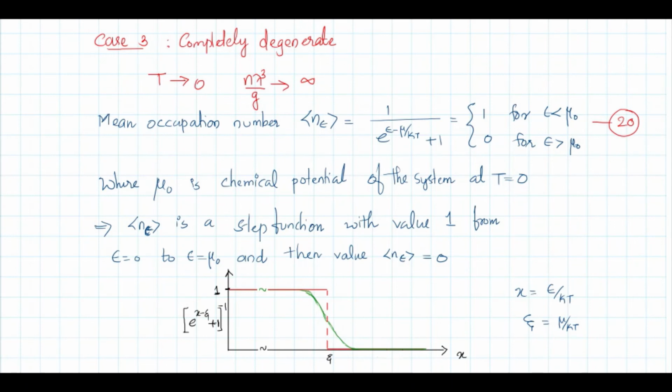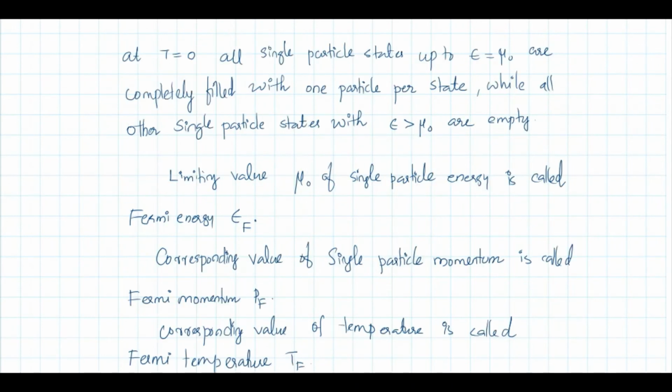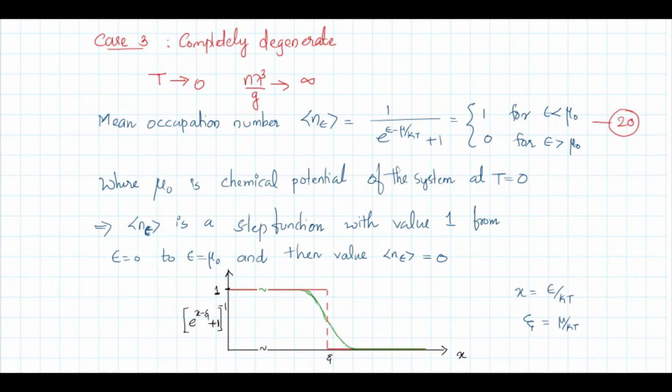For T equal to 0, absolute 0 temperature, for energy less than mu, this mu 0 is nothing but the value of chemical potential at absolute 0. So for energy less than this chemical potential, occupation number is 1. For energy greater than this chemical potential, occupation number is 0. That is this graph, this red one. So what is the meaning? At absolute 0 temperature, all single particle states up to the energy E equal to mu 0 are completely filled with one particle per state, while all other single particle states with energy greater than mu 0 are empty. Occupation number 0 means all other states are empty.